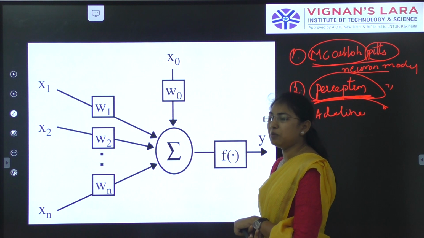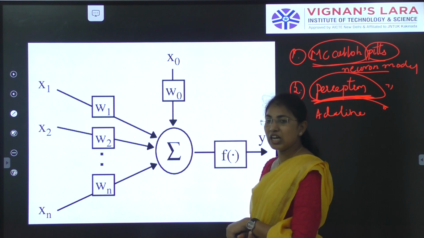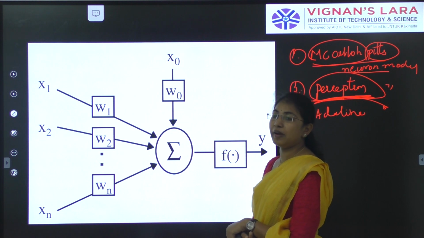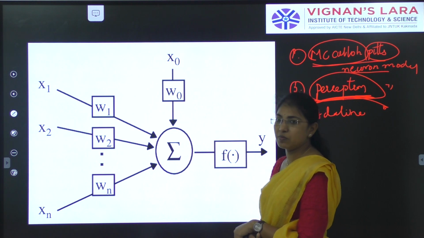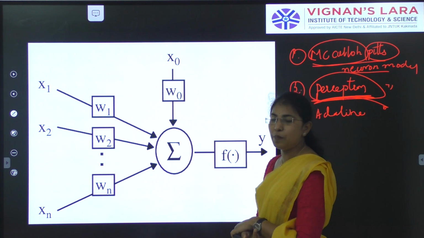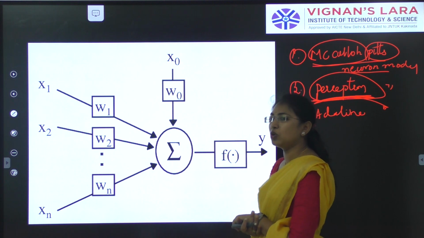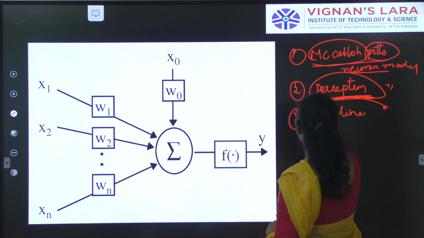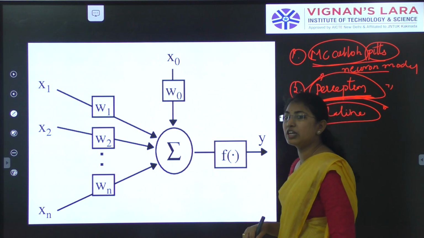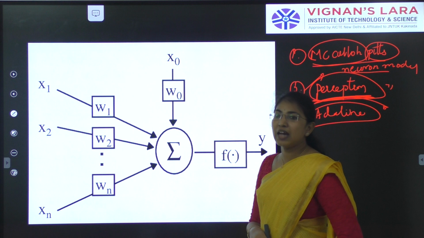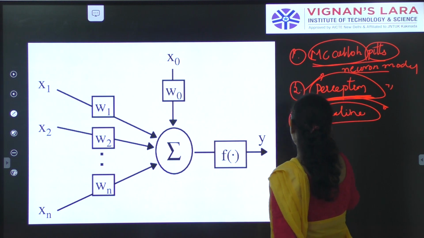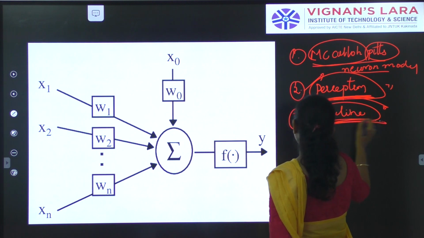So that is the difference between McCulloch-Pitts neuron model and perceptron neuron model: adjustment of the weights is possible in perceptron neuron model, or we can say learning algorithms have been adopted in perceptron neuron model. And the perceptron neuron model was designed by a scientist named Rosenblatt. And the third model is Adaline neural network.